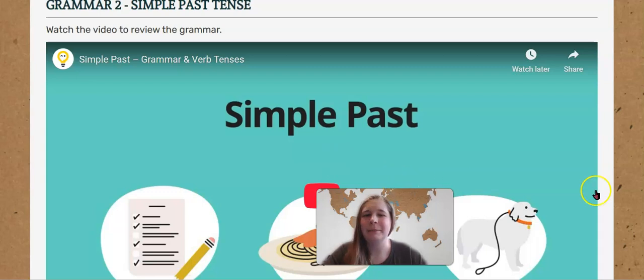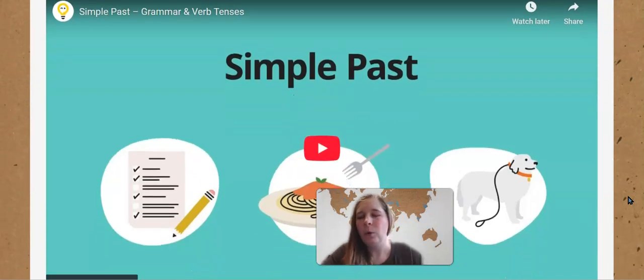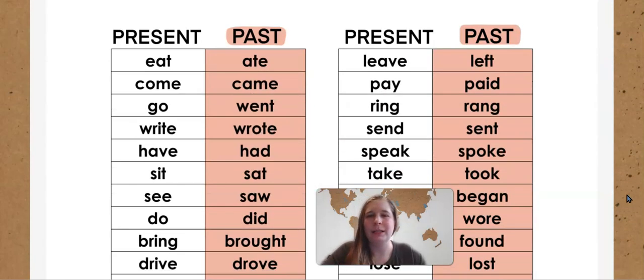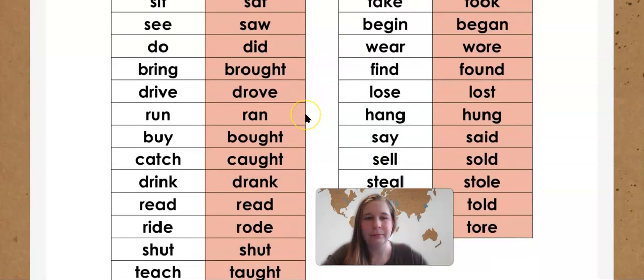Next, let's practice the simple past. Remember, for the simple past, we use ed added to the verb, or for the be verb, we use was and were. Many past tense verbs are irregular. They don't have the ed rule, so we have a special spelling. Eat, ate, come, came, go, went, and so on.